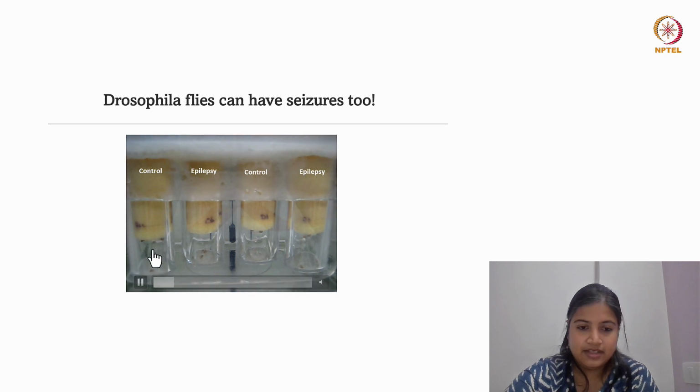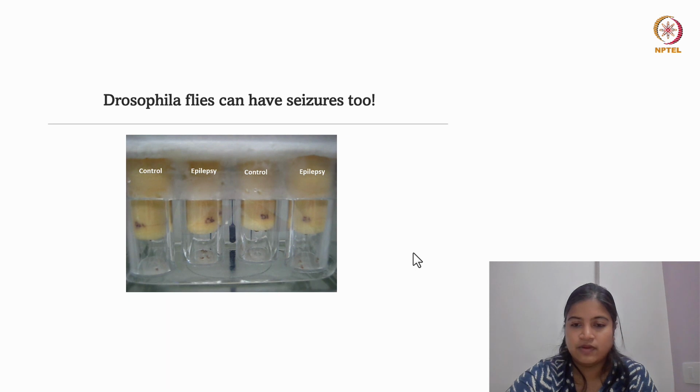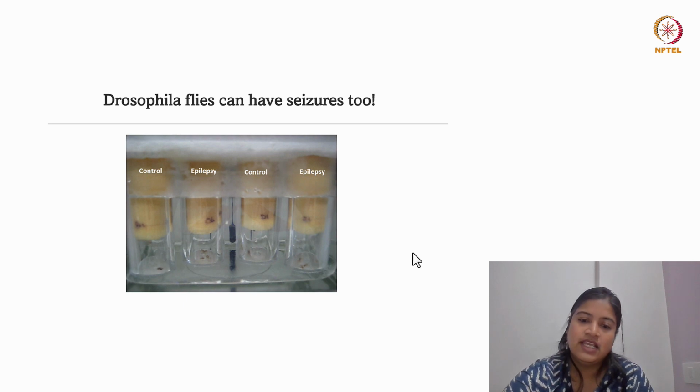You can see that the control flies are moving here, and some of the flies in the mutant vial are already falling, and here you can see more flies falling down. And by the end of the video, most of the flies in the epileptic mutant vials fall down, but the controls continue to fly around.